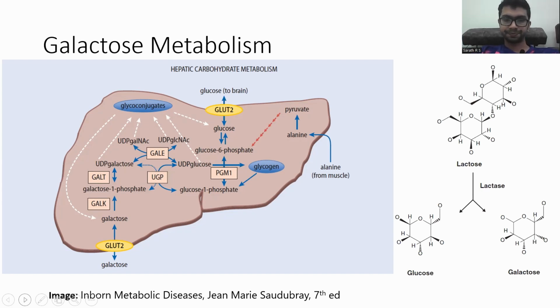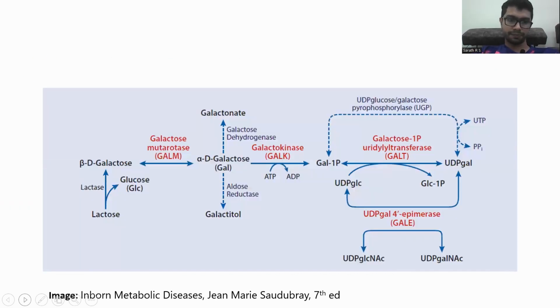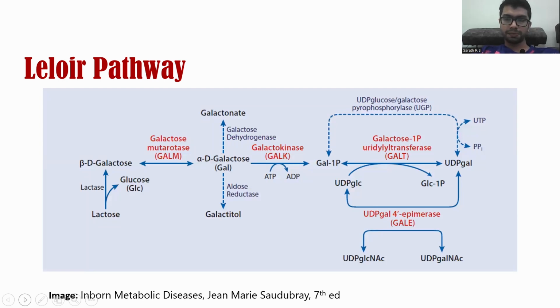GLUT2 transporter. Once it enters the liver, there is a series of reactions through which UDP-galactose, UDP-glucose, etc. are produced. The UDP-glucose can go into glycogen synthesis. Glucose 1-phosphate can go into glycolysis and other subsequent processes to generate energy. However, in this class, we will be concentrating more on the Leloir pathway, that is this. The initial 3 to 4 steps are crucial as far as understanding the pathophysiology of galactosemia is concerned.